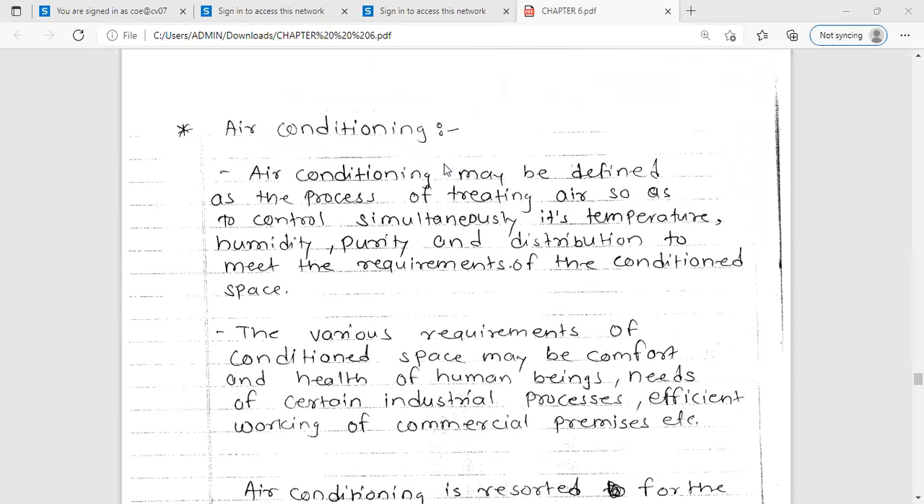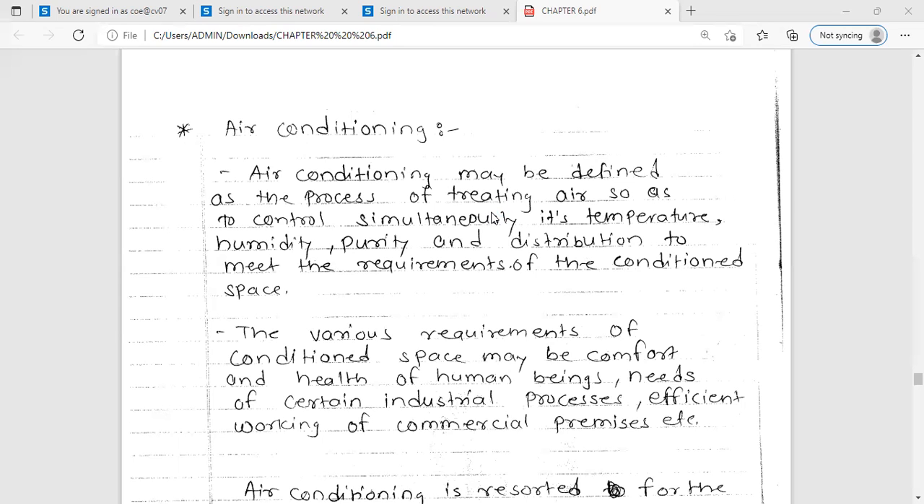Then next part is there, that is nothing but the air conditioning, and this is the last part from unit number 6. Okay, here air conditioning may be defined as the process of creating air so as to control simultaneously its temperature, humidity, purity, and distribution to meet the requirements of the conditioned space.